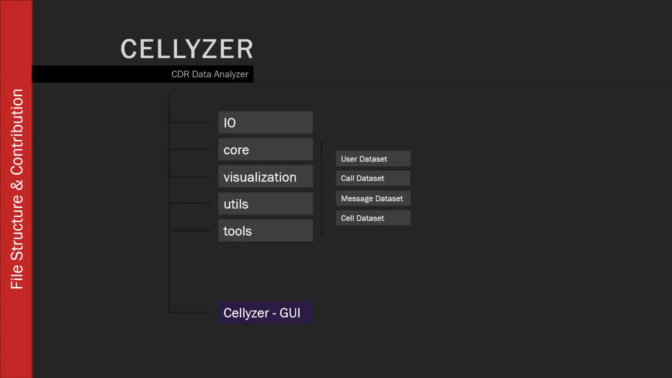CELLYZER consists of a few main parts. I/O is for dataset input and dataset writing functions. In core, there are major classes and functionalities of the library. User, call, message, cell are the major classes. In the visualization file, all the graph and map visualization functions are developed. Utils and tools are used to help the library. Using the library GUI, users can interact with the library.